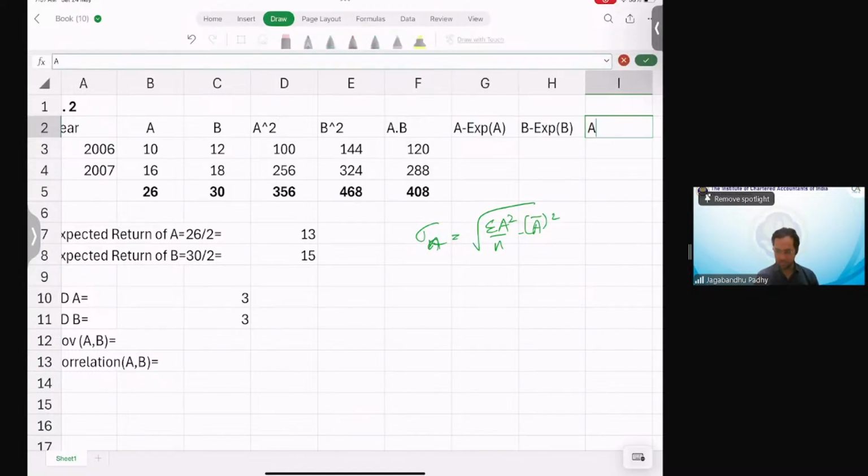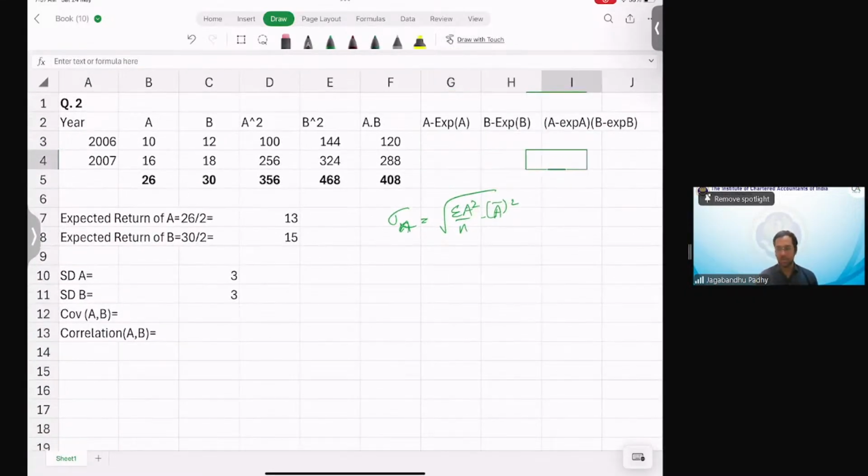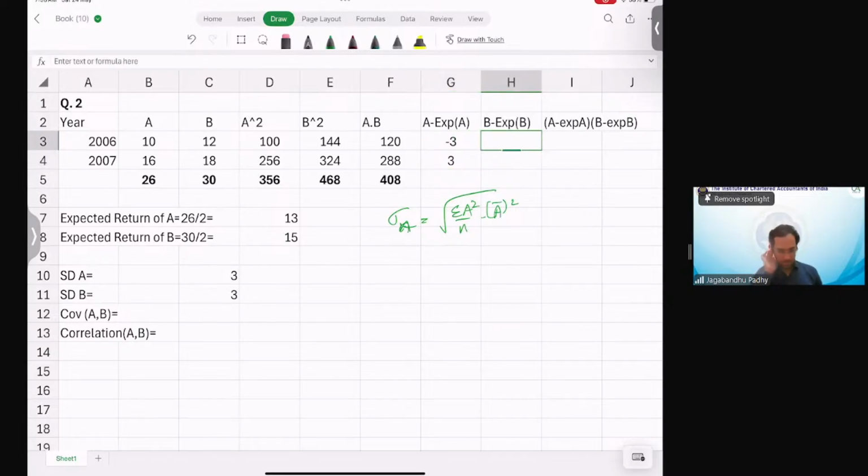So A minus expected value of A multiplied by B minus expected value of B. Just get the total of this and then divide it by 2 basically. So A minus expected value of A, which is A minus 13. And B minus expected value of B is also the same line. So B minus 15.